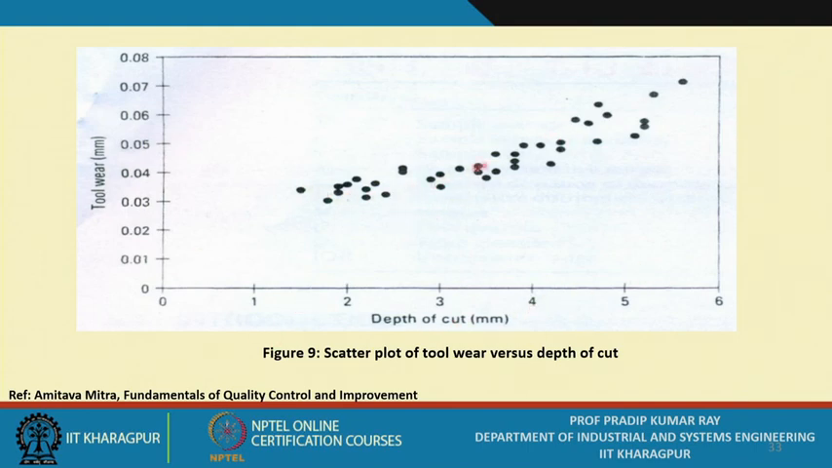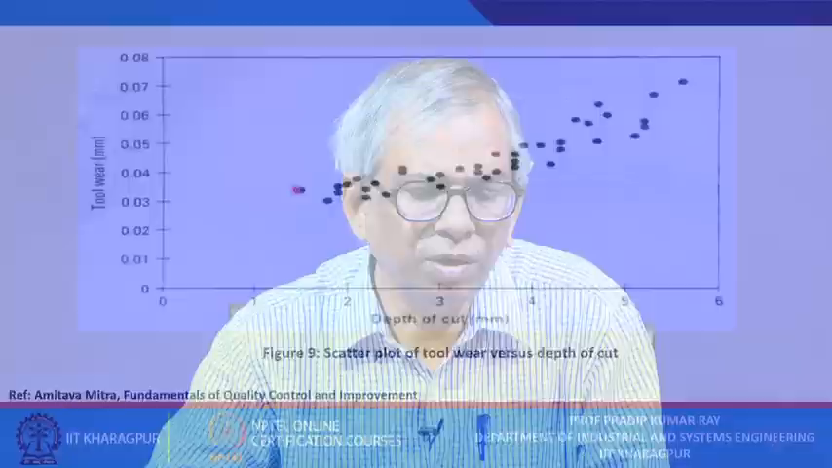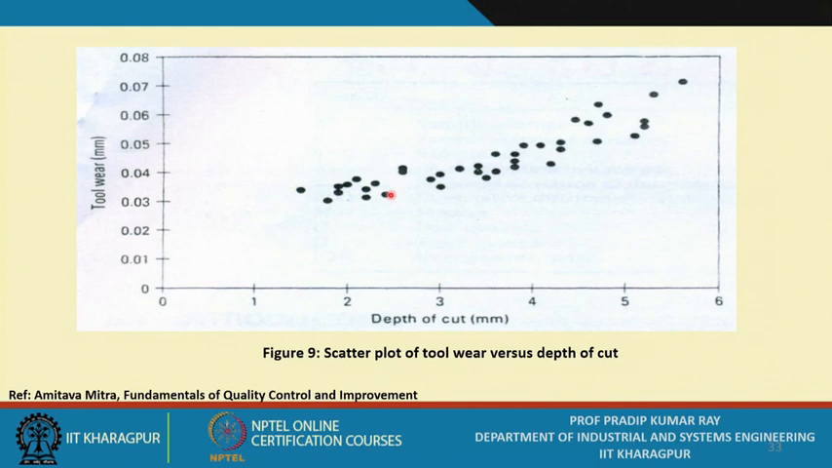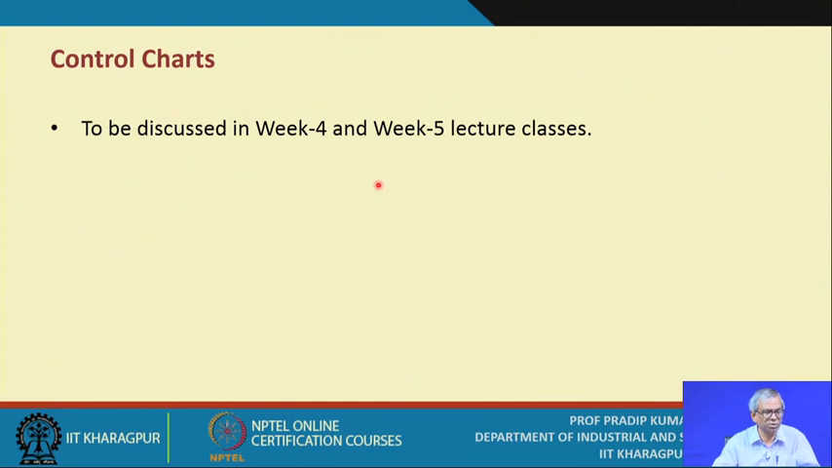So you get such a plot, and looking at the plot, you may assume that there is a positive relationship. There could be a positive relationship, there could be a negative relationship, that means the relationship is inverse, or there could be no relationship. If there is no relationship, you will find that the points are scattered with no pattern. So this is the initial observation. Now the control chart parts we will discuss in the week 4 and week 5 lecture classes.